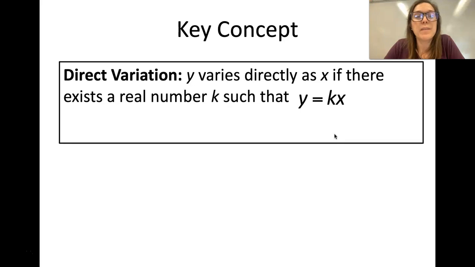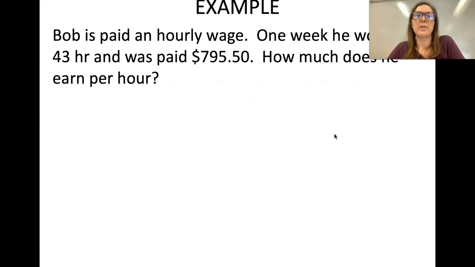The simplest one is what we call direct variation. So direct variation is when y varies directly as x if there exists a real number k such that y is equal to kx. So this first example that we're going to go through is a pretty basic direct variation.